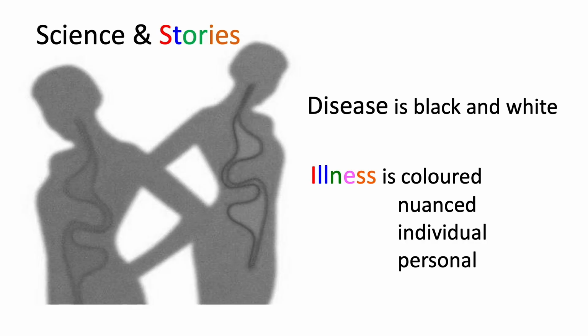I will distinguish between disease and illness. Disease is the physical evidence that a doctor sees, evidence that there's a problem with the human body. Illness, on the other hand, is the lived experience of that disease. We use science to study disease, but science is not enough for illness. For illness, we need stories, patient stories, historical stories, even fictional stories. Where disease is black and white, illness is much more complex. It is coloured, nuanced, individual, and deeply personal.